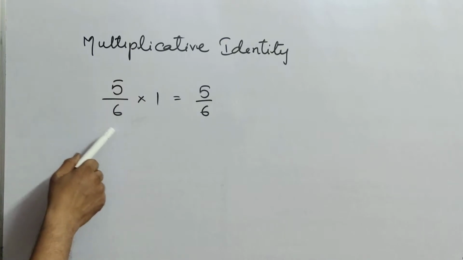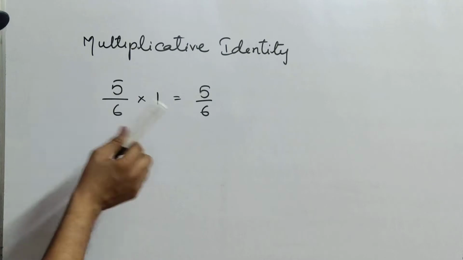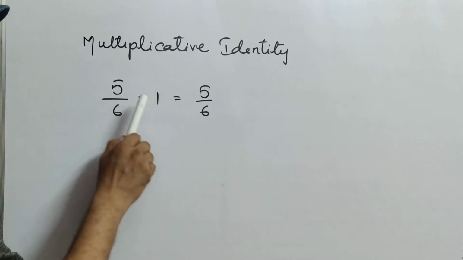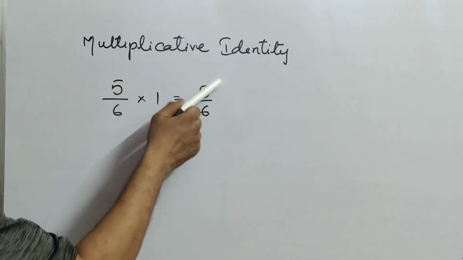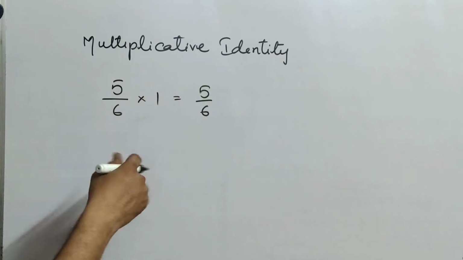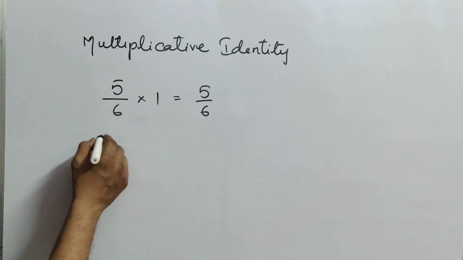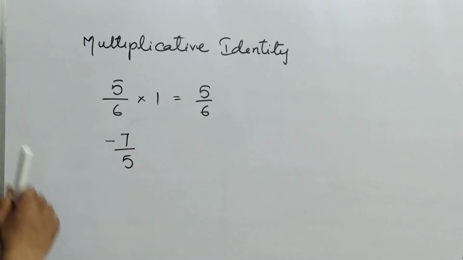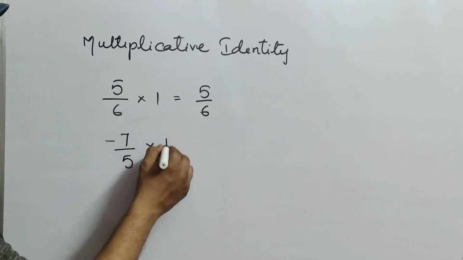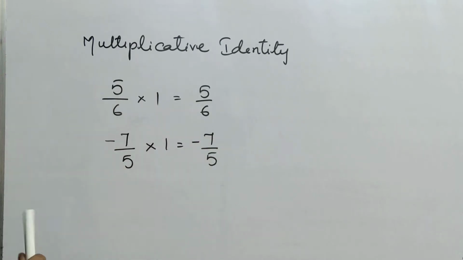That means any number, either a positive rational number or a negative rational number, whatever it may be, if you multiply with 1, you will always get the same answer, because 2 ones are 2, 3 ones are 3, 4 ones are 4. Always you are getting the same answer. Similarly, minus 7 by 5 is a negative rational number. So minus 7 by 5 into 1 is nothing but minus 7 by 5 only.